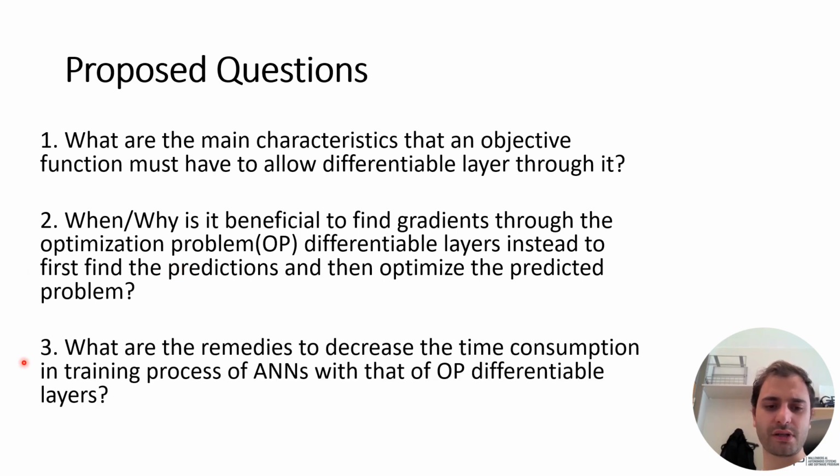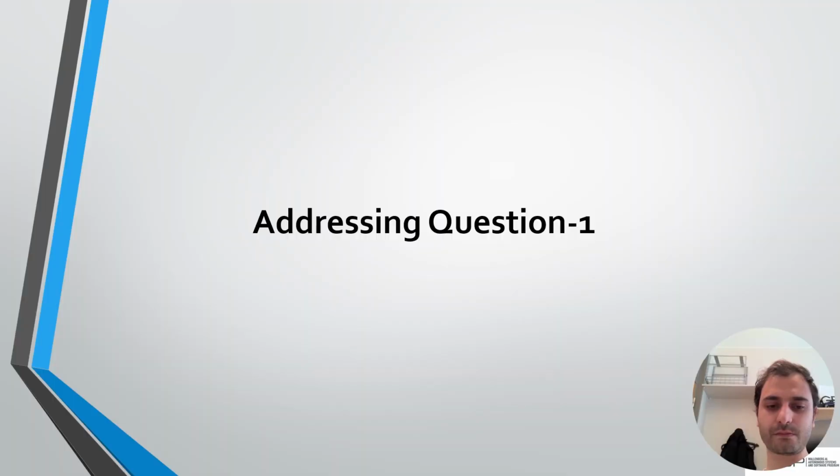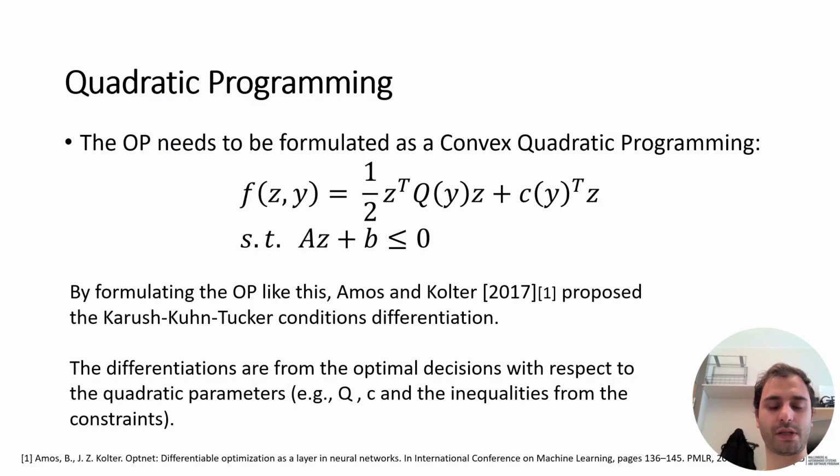Third is, what are the remedies to decrease the time consumption in the training process of ANN, of the neural networks, with OP differentiable layers. So basically having OP differentiable layers increases the time consumption, and we are going to see some remedies to decrease it. First, addressing question one, which is basically a survey. Question one is basically a review of the literature.